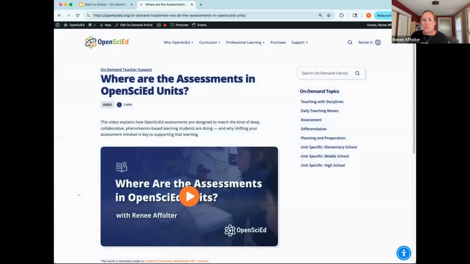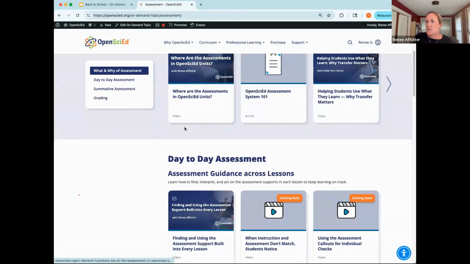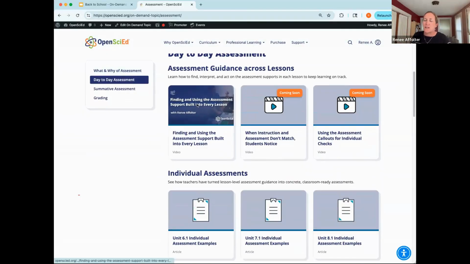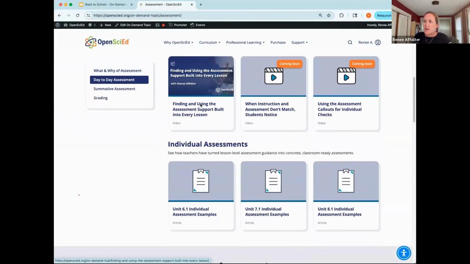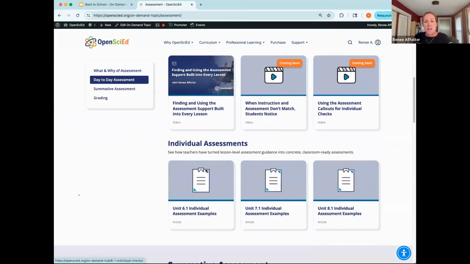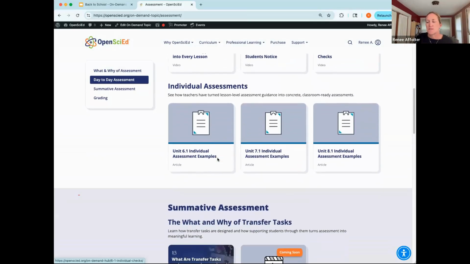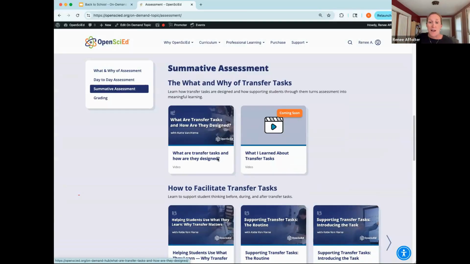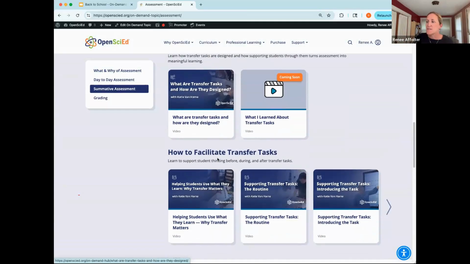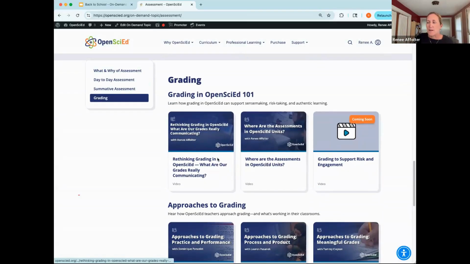Okay, so that one is a little bit more of a big picture and sort of some where to find them. But when you go to our assessment page, you'll notice that the next section is about finding and using the assessment support built into every lesson. There are specific examples of how teachers are taking that assessment guidance and doing individual checks for when they need to get individual information about students. There's information about how to support those transfer tasks. And then there's stuff about grading.